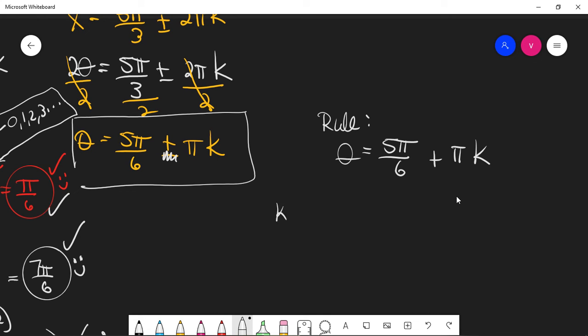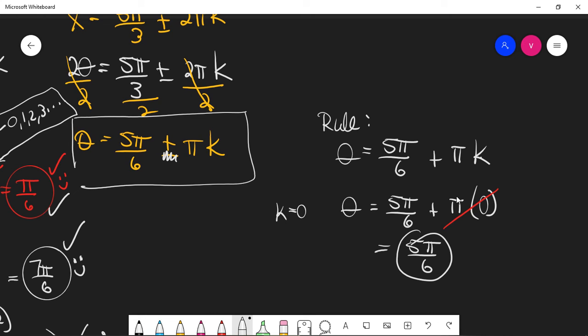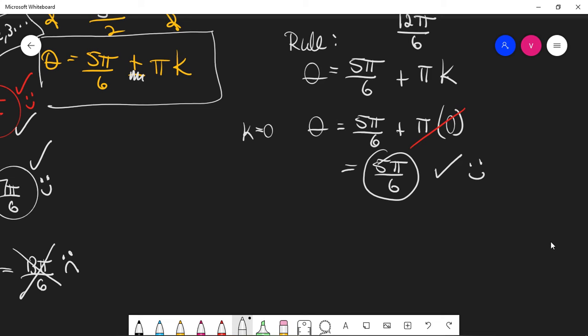So for k equals 0, theta would equal 5 pi over 6 plus pi times, what is k now? 0. Anything times 0 cancels out. So you're going to end up with 5 pi over 6. Is 5 pi over 6 in between 0 and 2 pi? I know y'all don't like thinking about pies, but pi is the same thing, remember, as 12 pi over 6. So is 5 pi over 6 in between 0 and 12 pi over 6? Yes, we're good there.